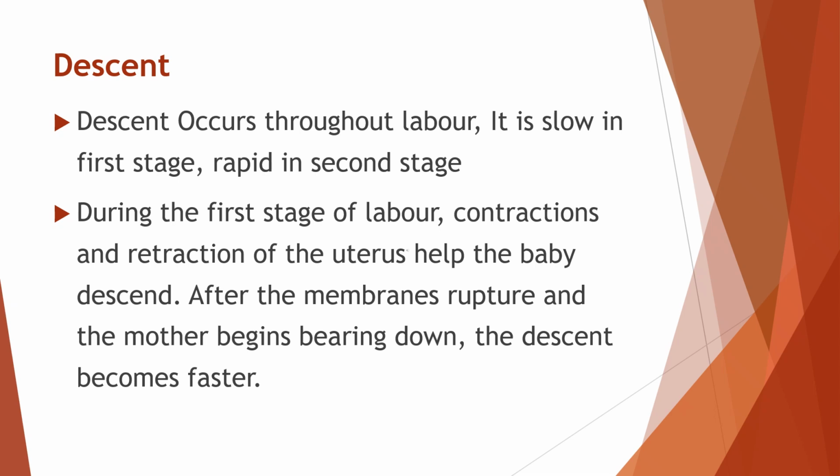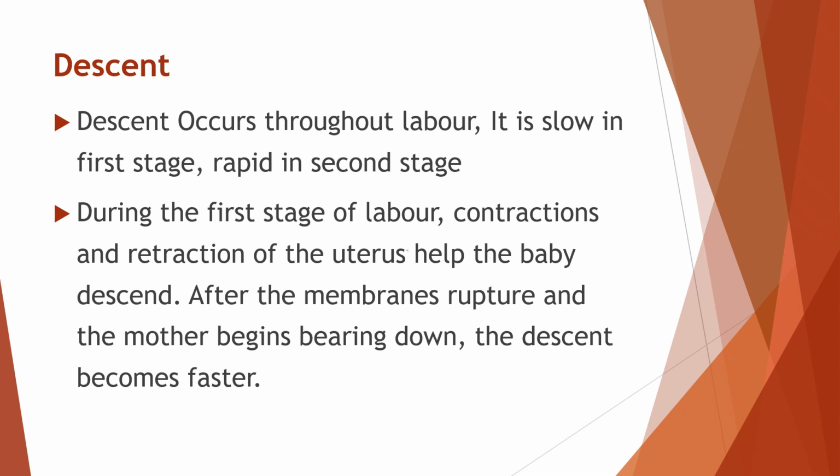Dear students, the next movement in the mechanism of labor is descent. Descent means the downward movement of the baby through the birth canal. This process occurs throughout labor. It is usually slow during the first stage of labor, but it becomes faster during the second stage. During the first stage of labor, the contractions and retraction of the uterus help the baby gradually move downward. Later, when the membranes rupture and the mother starts bearing down during the second stage, the descent of the baby becomes more rapid.